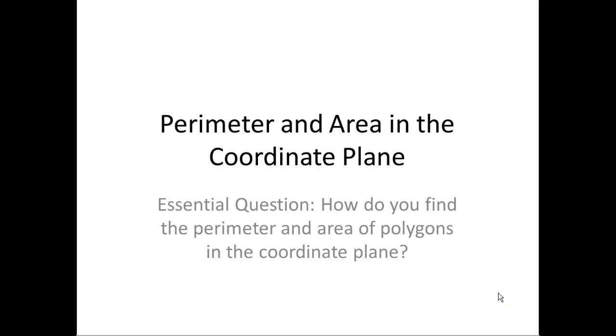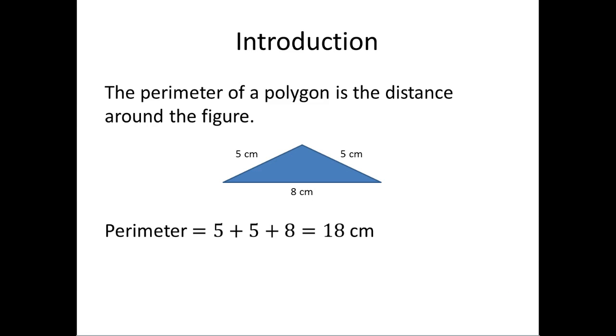In this lesson, you will learn how to find the perimeter and area of polygons in the coordinate plane. Recall that the perimeter of a polygon is the distance around the figure. So if you take this triangle here, which is a three-sided polygon, you take the distances around the outside, which would be 5 plus 8, and you get that the triangle has a perimeter of 18 centimeters.